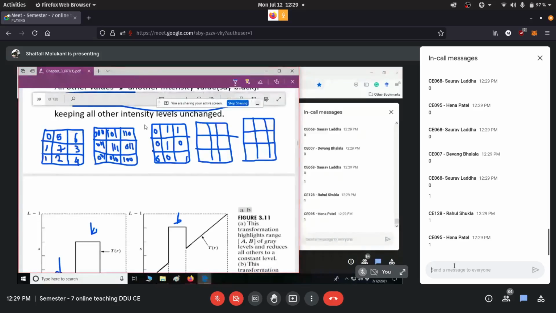This is my highest bit plane because it is a 3-bit image. That's why this is my highest bit plane. What about the intermediate bit plane? Can you tell me what will be the value here? This is the MSB, this is the intermediate one, this is the LSB. Consider this is the LSB.